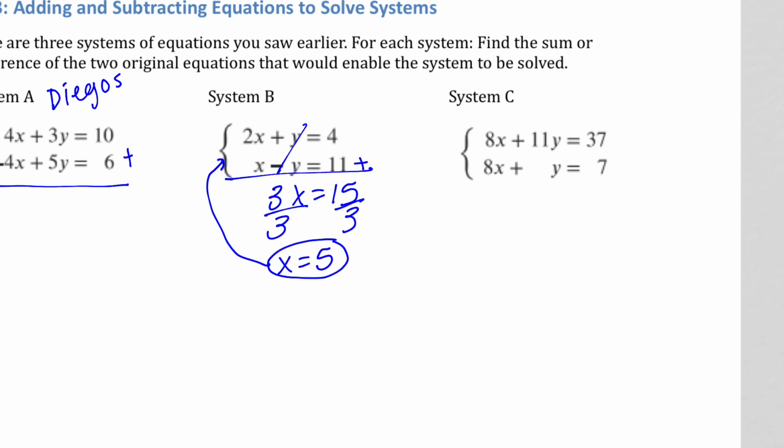Do we want to use the top equation or the bottom equation? The top one? So what will we get when we plug the 5 into the top equation? So 2 times 5 plus y equals 4. The only thing that changes is our x value. Our x value becomes the value that we found before. So now how do I solve for the y?